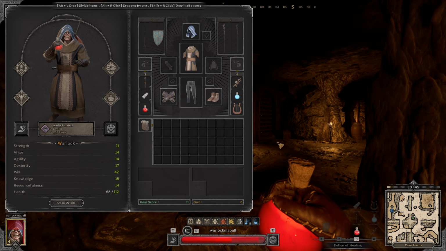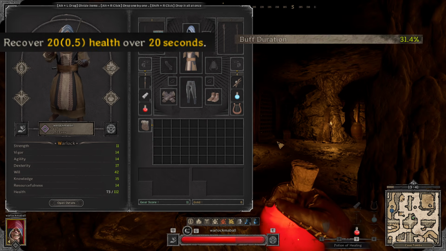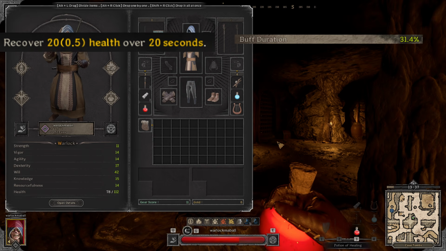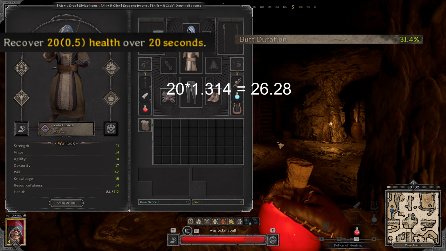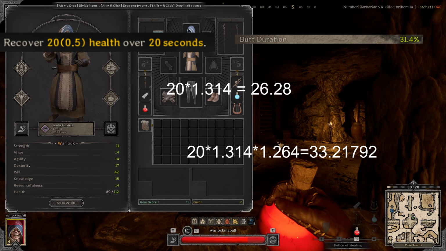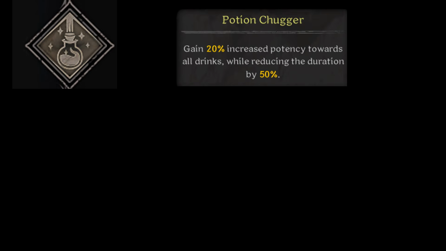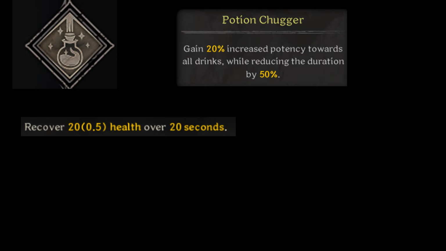As a quick example, drinking this potion with 31% buff duration is going to make the effect last for 26 seconds, and it's going to heal me for 33 health, because I also have 26% magical power. So what about Potion Chugger? Fortunately, it is simple, unlike Curse Mastery. The listed duration is cut in half, while the intended total healing is also increased by 20%. This is all good. You heal 20% more in total in half the time, with more than double the healing per tick of someone without the perk.